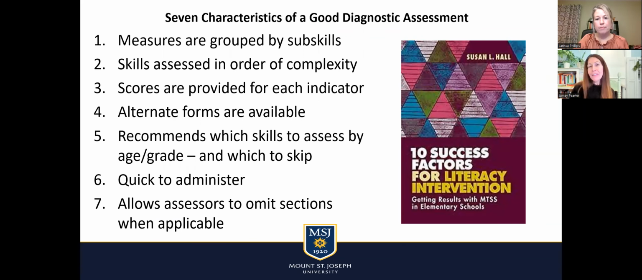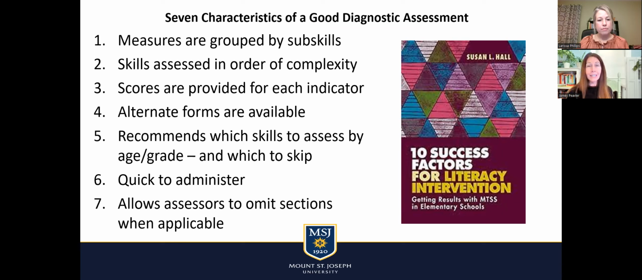So in Susan Hall's text, I thought there was a really good list around what characteristics we should look for to make sure we have good diagnostic tools. And so instead of reading through these, I just want to remind you that these are available to you afterwards. I do want to feature a couple of key ones, though, that I think are important to draw attention to.